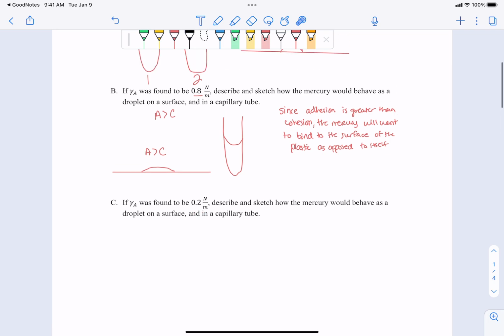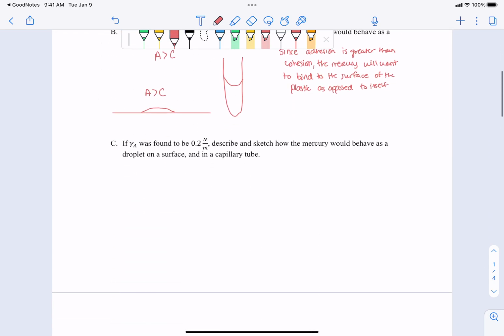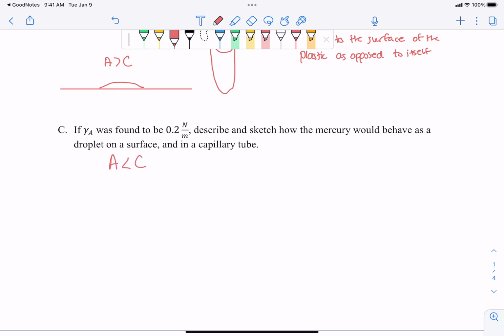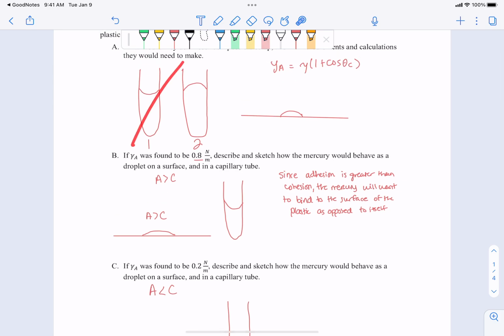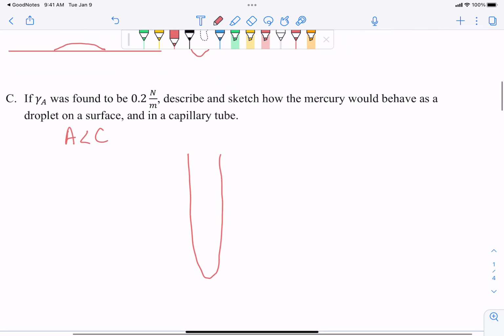So now we have the adhesive is 0.2, cohesive is 0.4. So that means that the adhesive is less than the cohesive, right? So what would that look like in a tube? By process of elimination, it's not 1, so it's probably 2, right? So it'll look like this, right? So the adhesive surface tension is less than the cohesive surface tension. So cohesive forces are stronger than the adhesive forces. So the mercury will repel the surface of the plastic. It'll quote unquote bead up, right? So it'll form that little bead, and interact with itself a lot more.